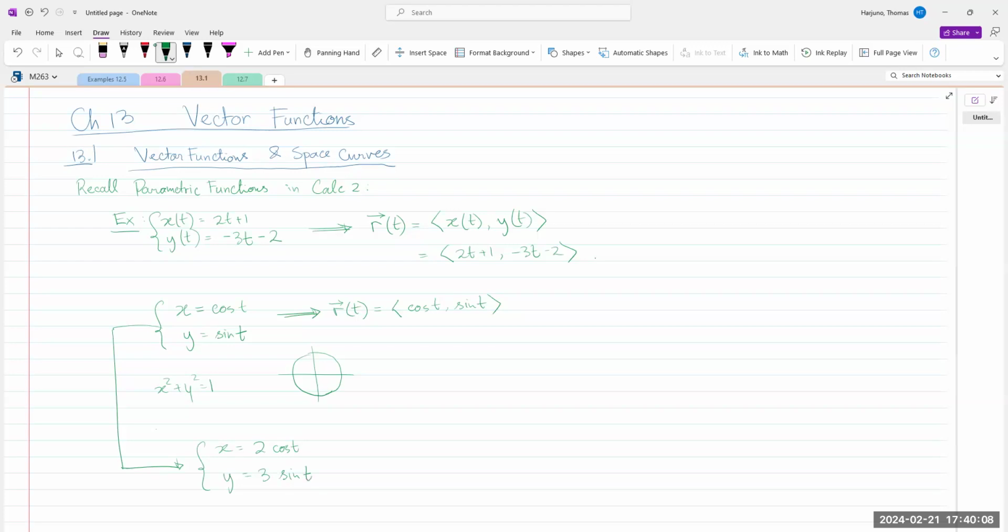Notice that this is actually the same as saying x over 2 equals cosine t, and y over 3 equals sine t. Using the idea of transformation we learned before, it actually gives us an ellipse: from the unit circle, you stretch 2 units in the x direction and 3 units in the y direction.